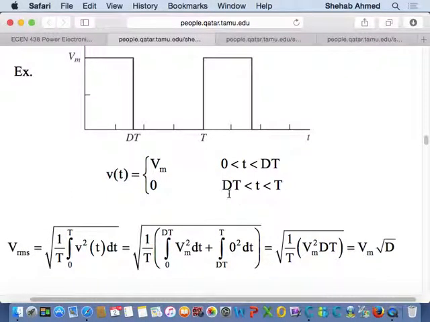But for a non-sinusoidal waveform, it's not. So don't assume that the RMS value of any waveform is Vmax over square root of 2. It's only for sinusoidal waveforms. So they calculate the RMS value for this square waveform, for example. For this square waveform, the RMS value happens to be Vmax times square root of d. And this happens to be the RMS value for any periodic square waveform with a peak value of Vm and a turn-on duty ratio of d. So this will be a useful equation as well.